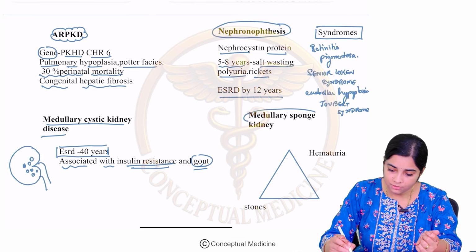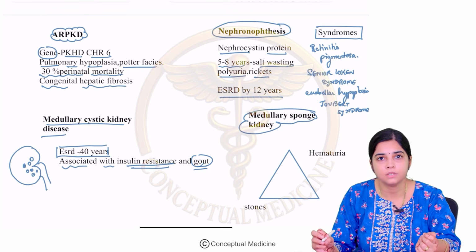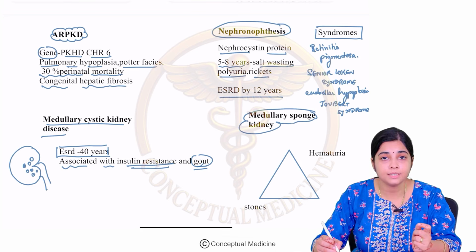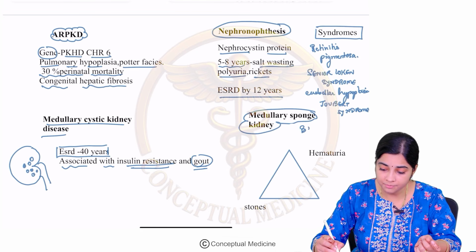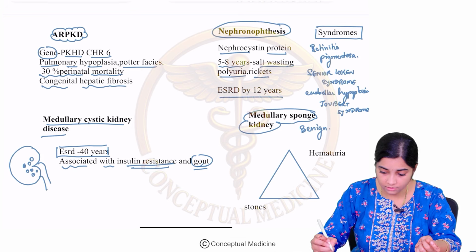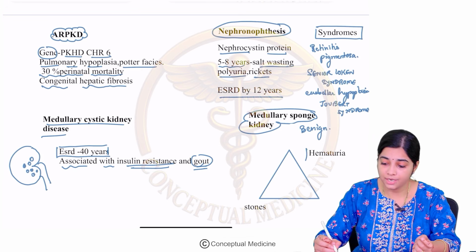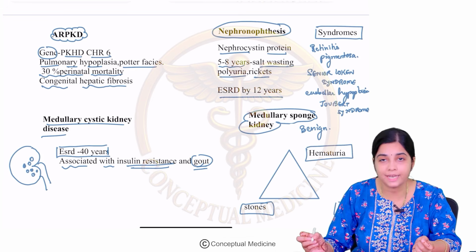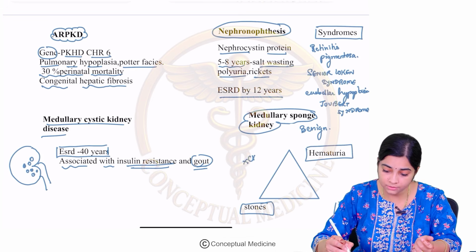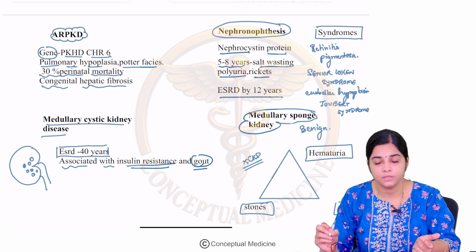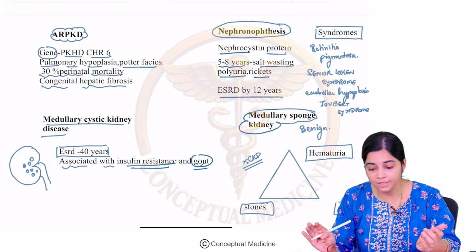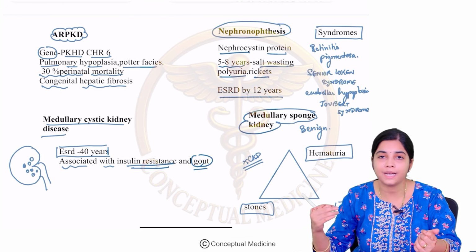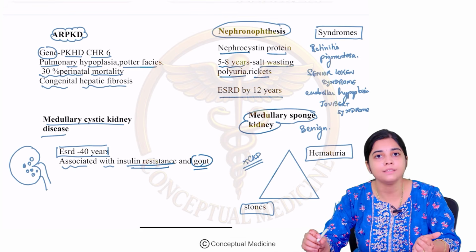The next is your medullary sponge kidney. So medullary sponge kidney is basically a little benign. Medullary sponge kidney basically has a relatively benign course, right? So it presents with this triad of symptoms of hematuria, recurrent stones and urinary tract infection. So it does not go into chronic kidney disease. It basically just presents with hematuria, recurrent UTI and recurrent stones. So you manage them more symptomatically and conservatively.